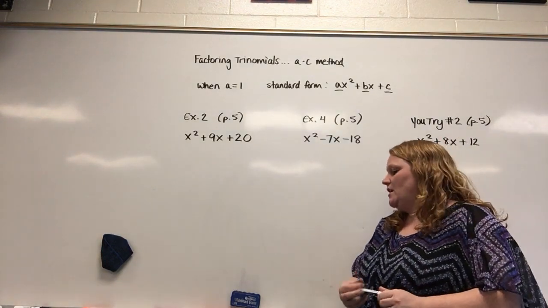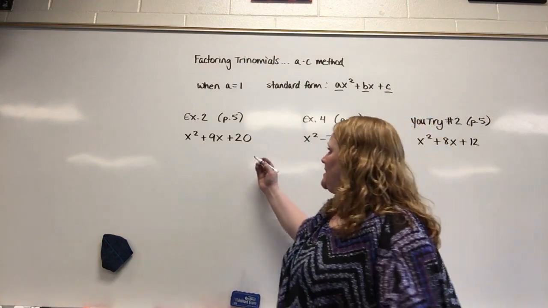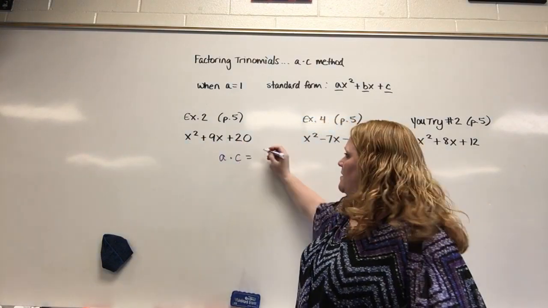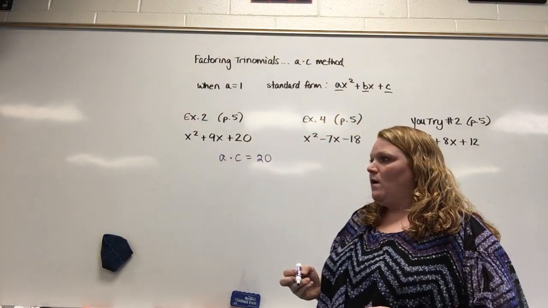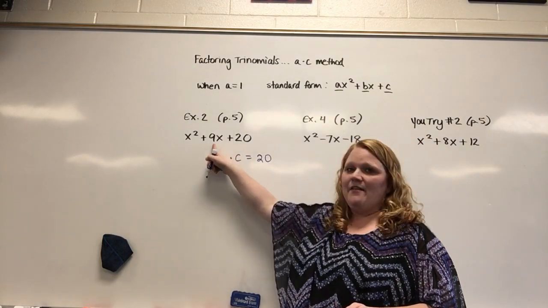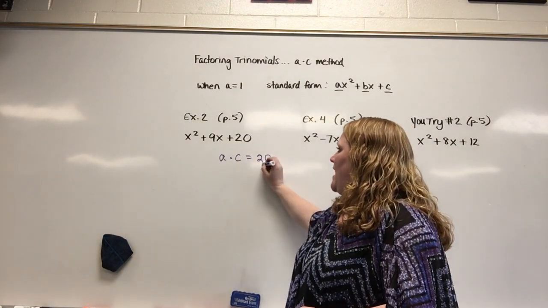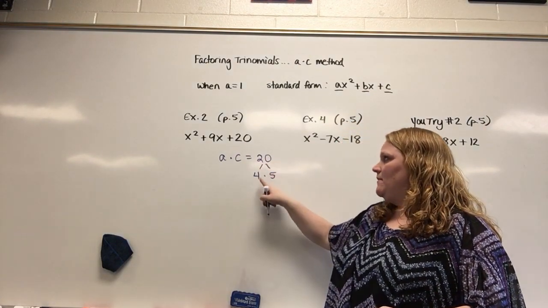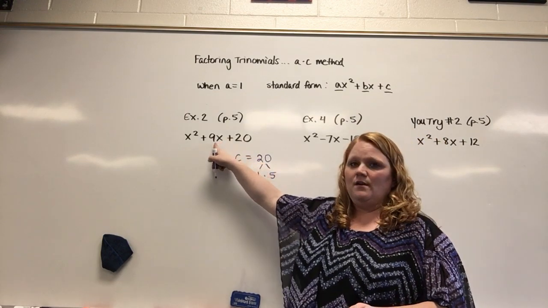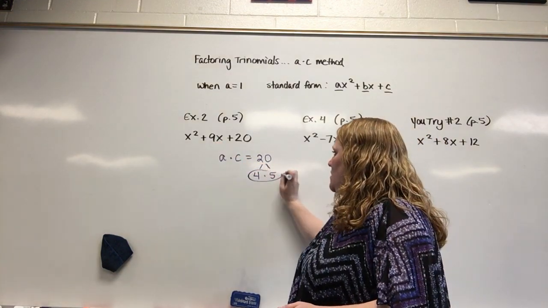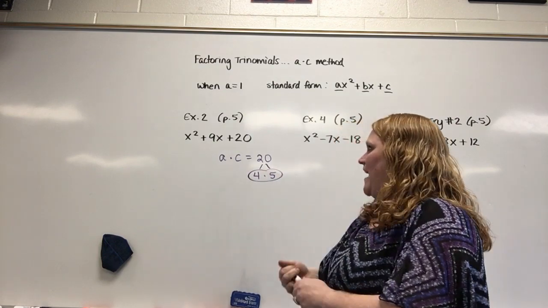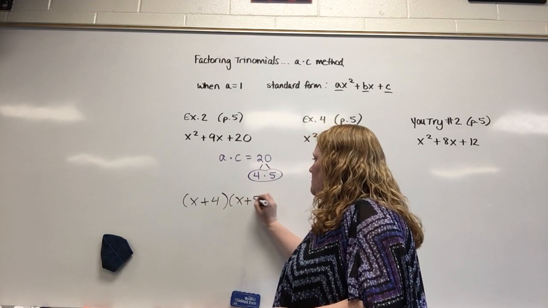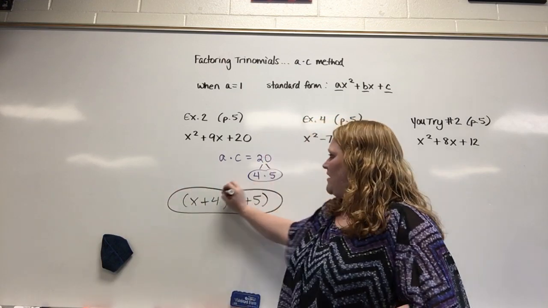What you're going to do is figure out what a times c is. In this case, a times c is 1 times 20, so that would be 20. Well, you have to figure out what you can multiply to get 20 that adds together to give you 9 in the middle. That would be 4 times 5, because 4 times 5 is 20, but 4 plus 5 adds together to give you 9. So these are the two factors that we're going to use. Our factored form would be x with a positive 4 and x with a positive 5. So those are the two factors.